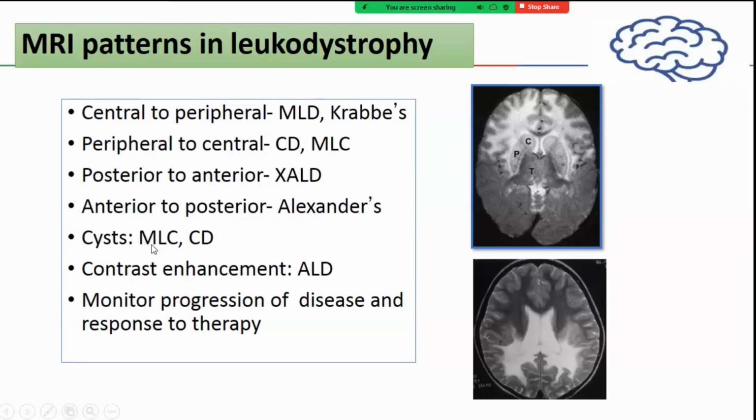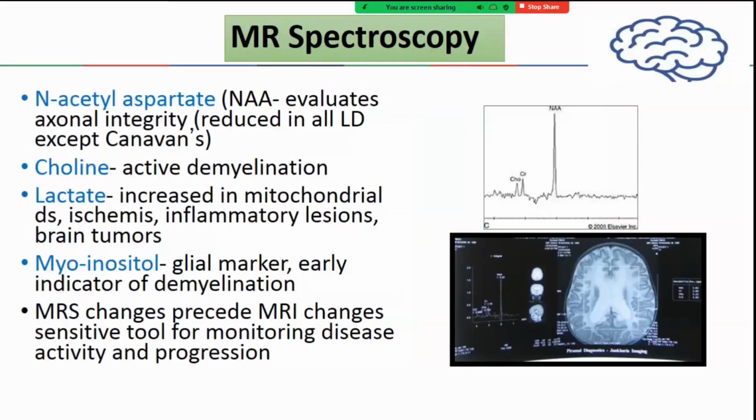And similarly, there are other findings, like characteristic cysts in megalencephalic leukoencephalopathy, and contrast enhancement in adrenoleukodystrophy, because the pathogenesis involves a lot of inflammatory mechanisms here. So there is enhancement, which you can see here. And it will be useful for deciding about the treatment and progression of disease also. So this MRI really gives you clues.